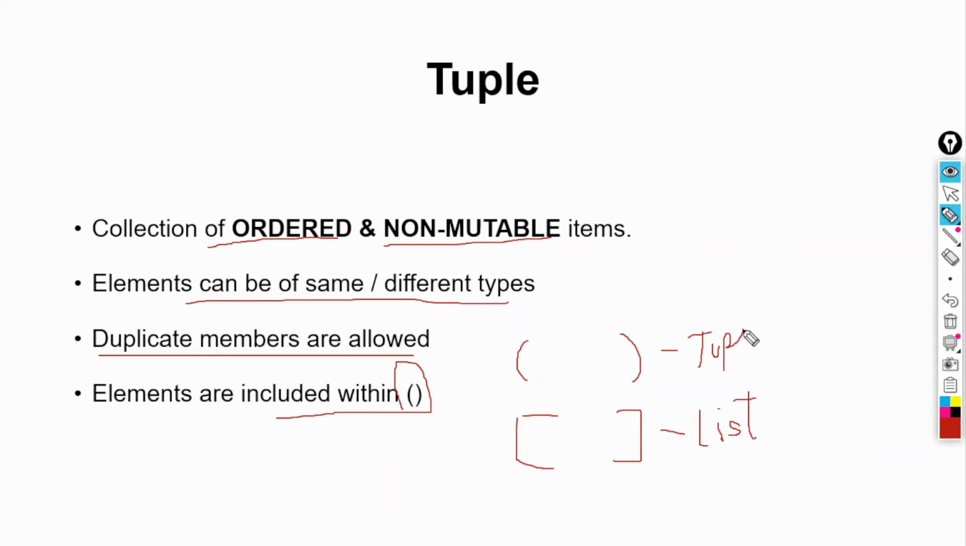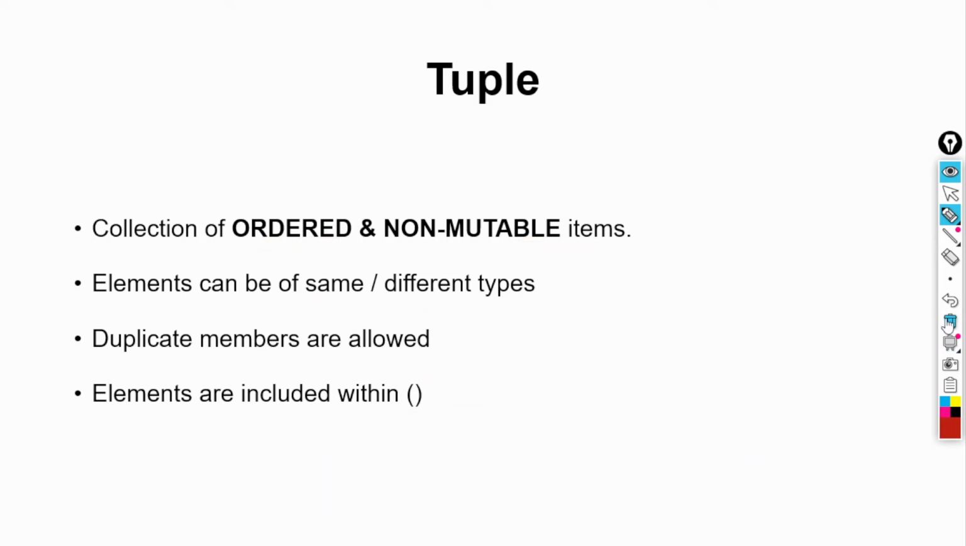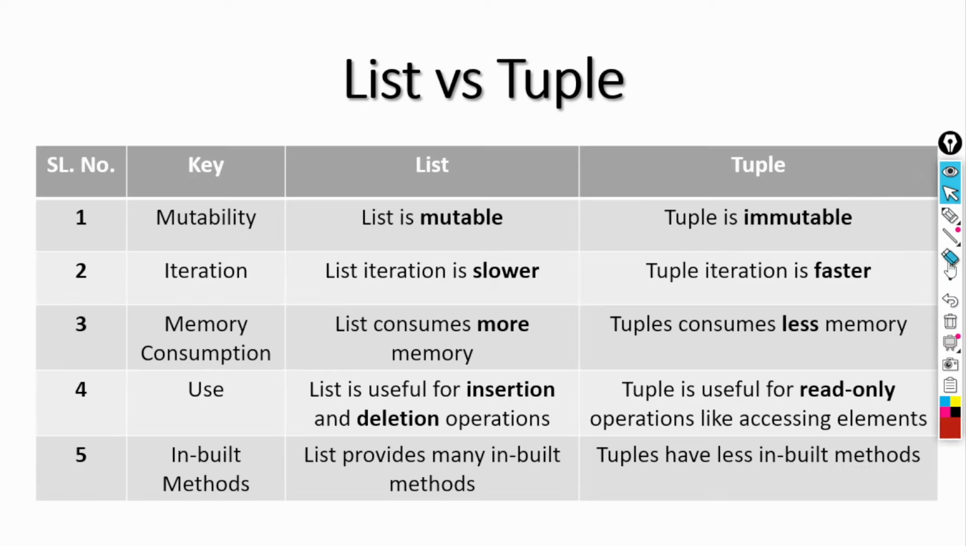So I hope this basic difference is clear by now. Now let's actually move forward and look at the entirety of differences between lists and tuples. All right. So the first difference, as I said, is mutability. Lists are mutable while tuples are immutable.